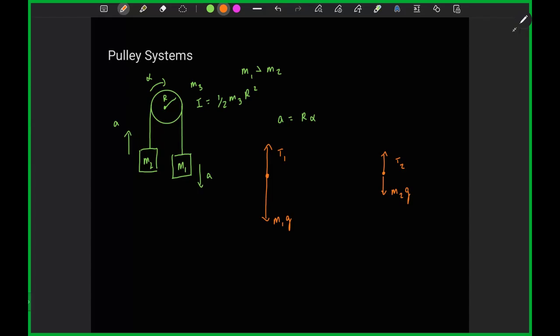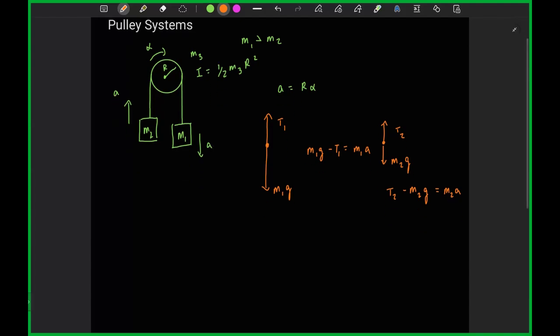And with that, we can write our F equals ma equations. For m1, we'll have m1g minus T1 equals m1a. And for m2, we will have T2 minus m2g equals m2a. And what we'll notice, of course, is that these are two equations in three unknowns, which means it's insufficient to solve the problem. So what do we do next? Well, we've neglected part of the physics of the problem. We haven't looked at our pulley.